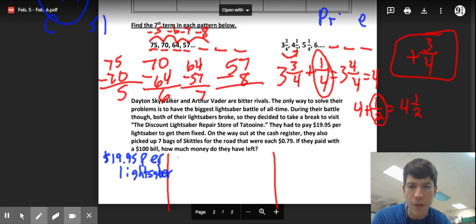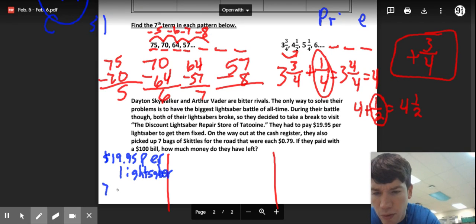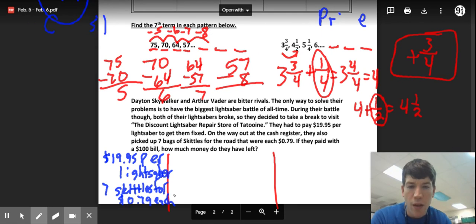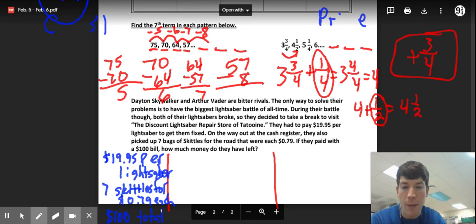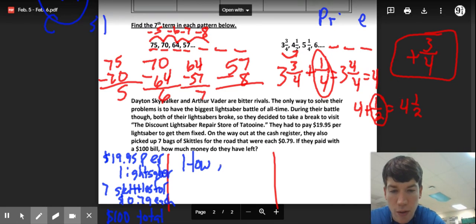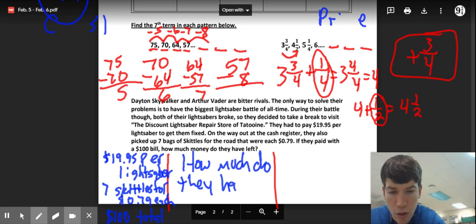On the way out at the cash register, they also picked up 7 bags of Skittles for 79 cents each. If they paid with a $100 bill, so $100 total is what they have, how much money do they have left?